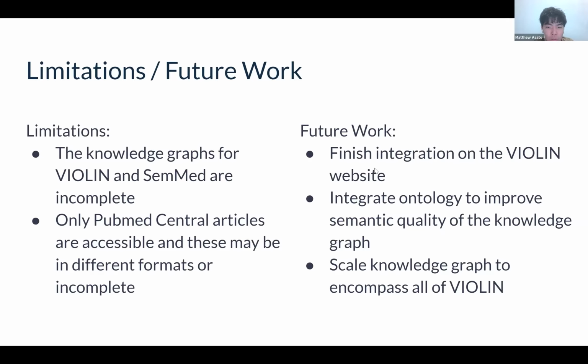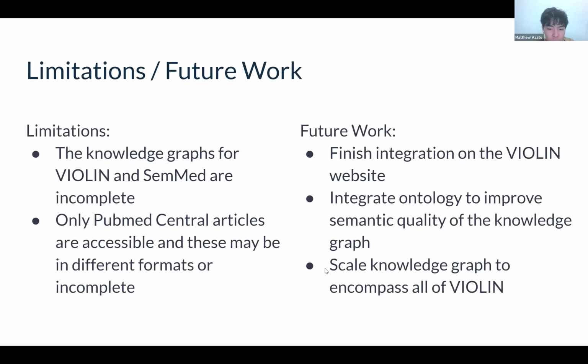Some future work is finishing the integration on the VIOLIN website. So we hope that we can have VaxChat on the ViolinNet website. Also, integrate ontology to improve the semantic quality of the knowledge graph. Some methods that we can employ here are structuring the knowledge graph with ontology as well. Possible methods we could use are ontological embeddings and embedding models to embed our graph space, and scale the knowledge graph to encompass all of VIOLIN.